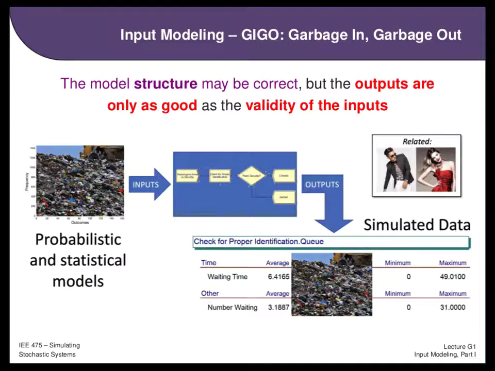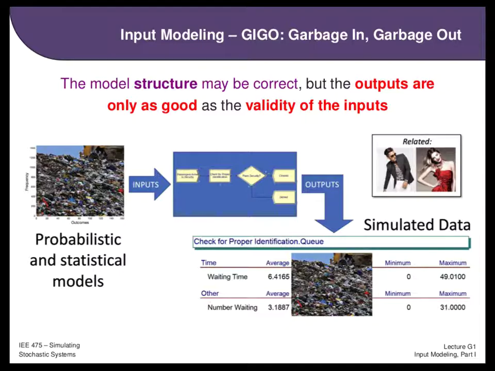But if you have really terrible input models inside each one of these blocks, then any results that you get out of here, like your results might say, look, if you add another document checker at this particular location, it's really going to improve throughput. But if your arrival distributions were all deterministic, then any results you get out here may be totally different once you add that variation back in.